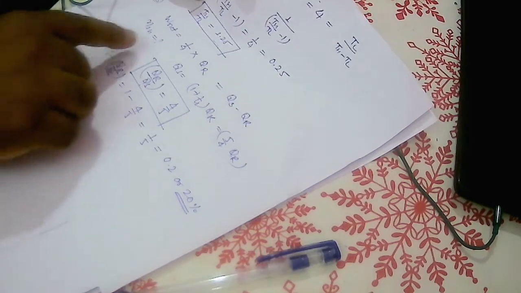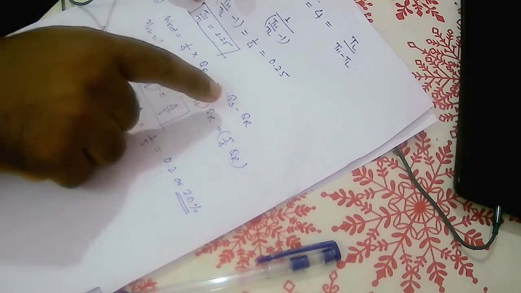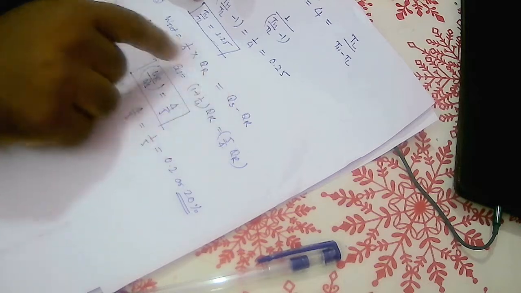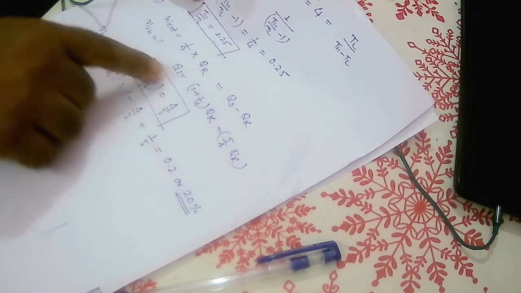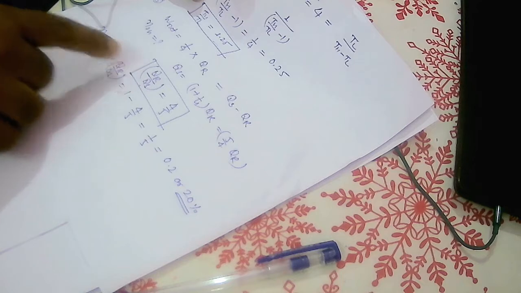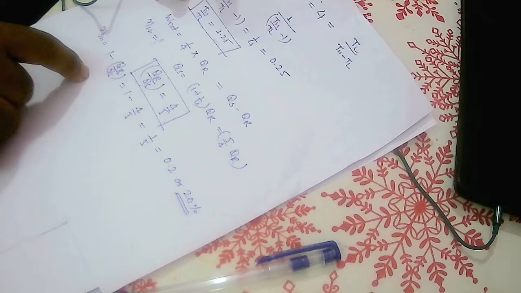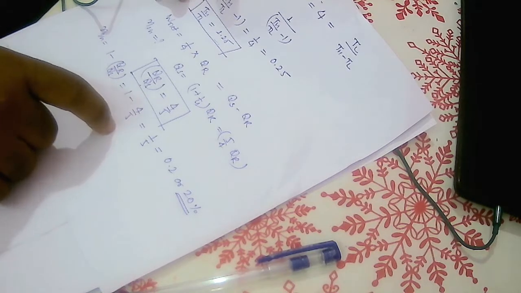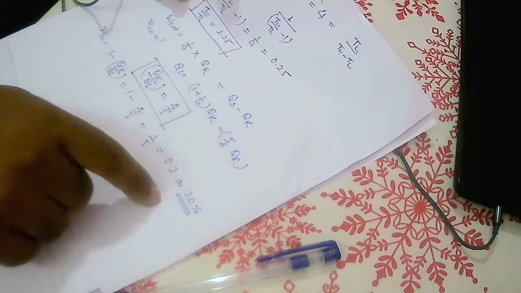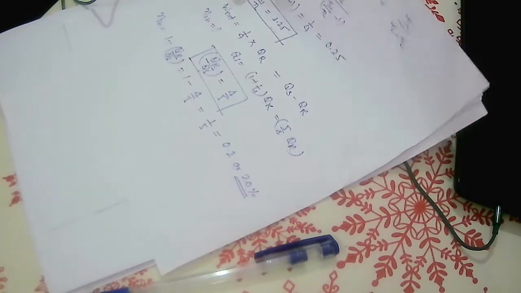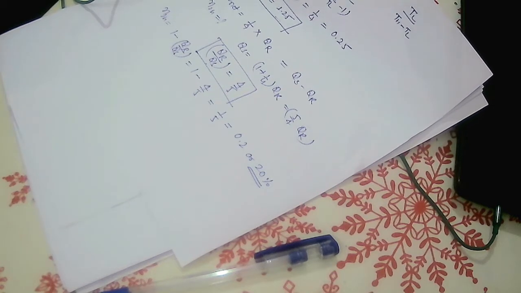So 20% is coming. Understand what is given: W net is 1 by 4th of QR, that is nothing but Q supplied minus Q rejected. So from this equation I related Q supplied in terms of Q rejected, then I took the ratio of Q rejected by Q supplied, and I wrote thermal efficiency is equal to 1 minus Q rejected by Q supplied. I substitute the value, 1 minus 4 by 5, that becomes 1 by 5, that is 0.2 or 20%. So 20% is the answer. In the options you can see 54%, 35%, 42% and 20%. So 20% is the correct answer for this.